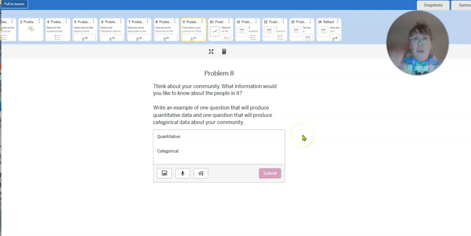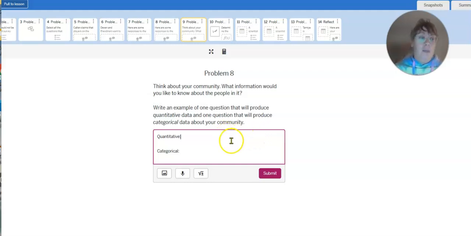Problem 8 says, think about your community. What information would you like to know about people in it? You're going to write an example of one question that will give quantitative data and one question that will give categorical data. So maybe, how many years have you lived in this city?